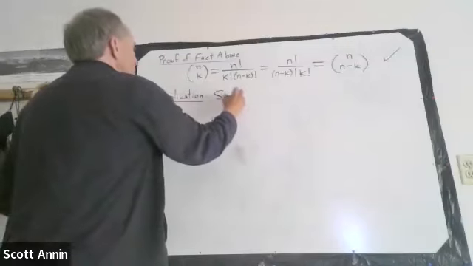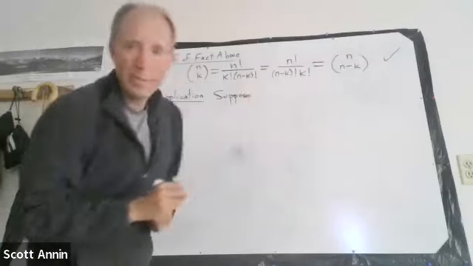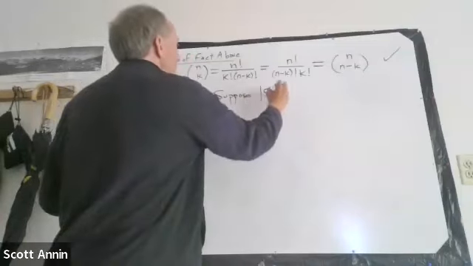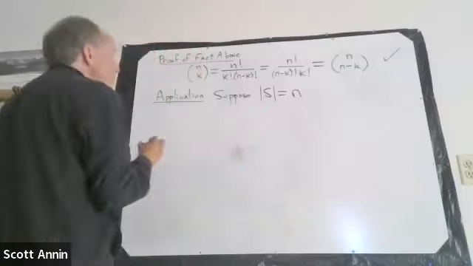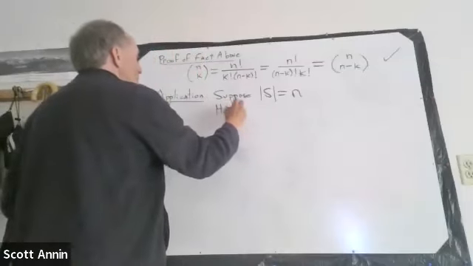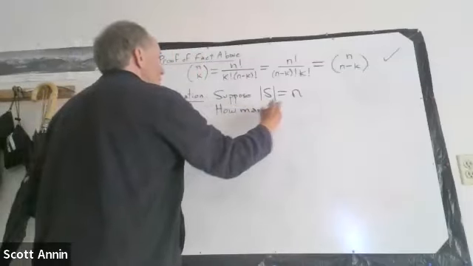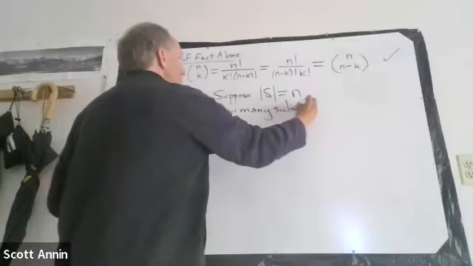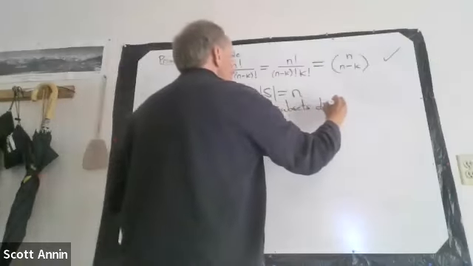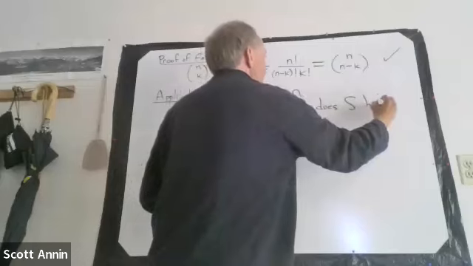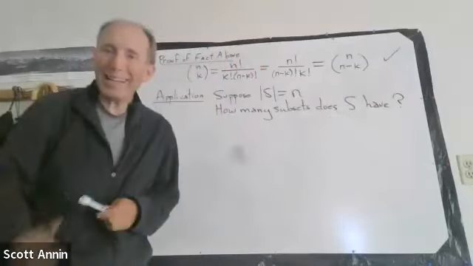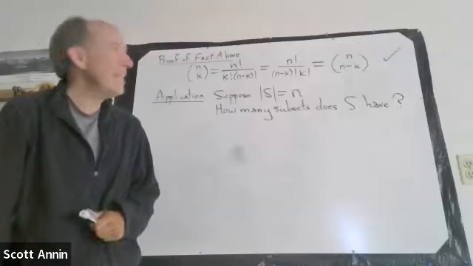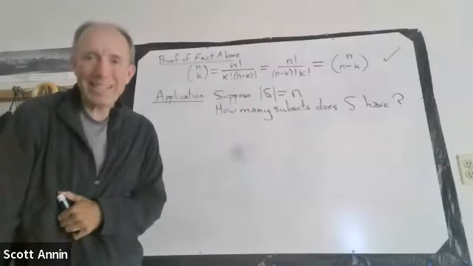So let's suppose that we have a set S whose size is n. The question would be, how many subsets does S have? How many ways could we make a subset of those n objects in the set S?